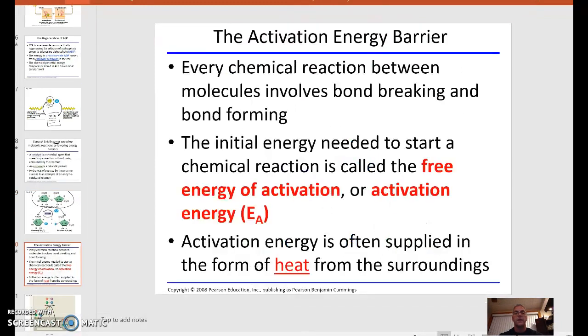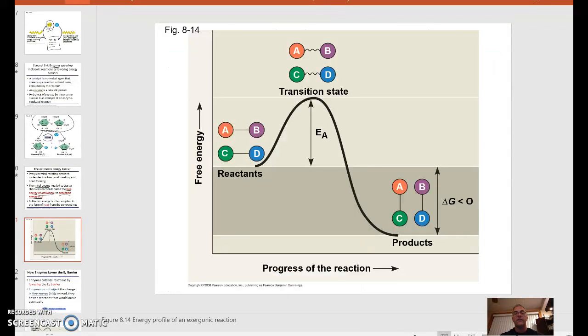When we think about any type of reaction, there are a couple of things that we need to know. First, there's usually going to be some type of initial energy needed to start things up. We refer to that as our E sub A, or the free energy of activation, or more simply the activation energy. And a lot of times that's going to be a heat source.